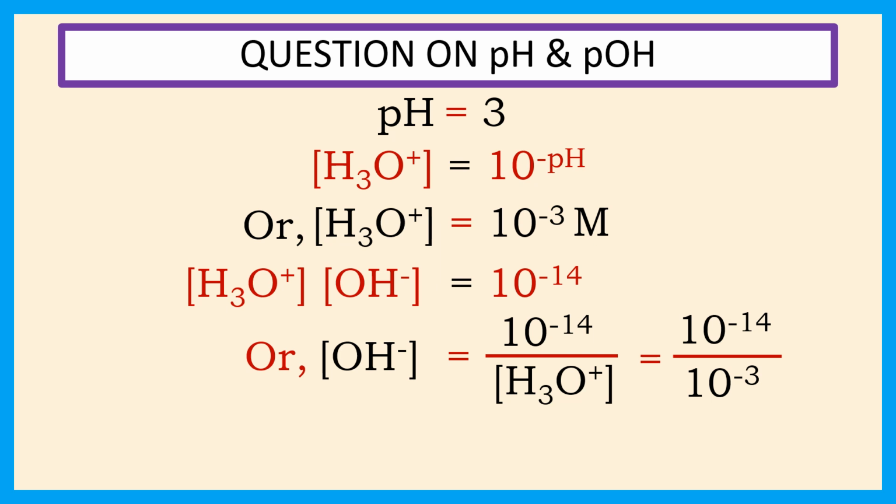Putting in the value of concentration of H3O⁺, concentration of OH⁻ is equal to 10 to the power minus 11 molar.